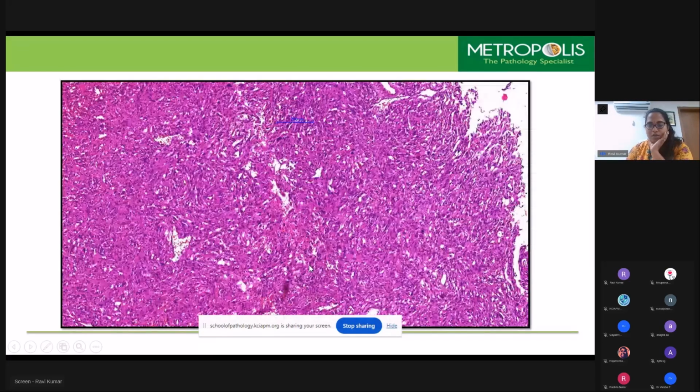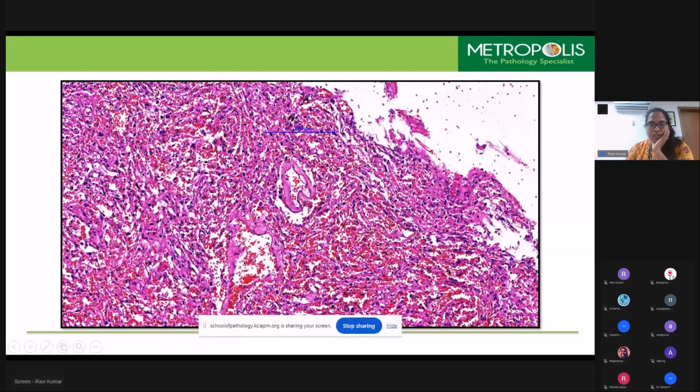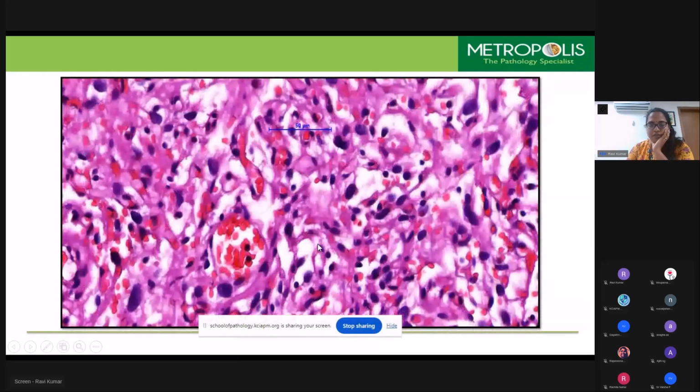So these are the images. This is the vascular component that we are seeing predominantly, and these are the cells. If you see, these plump spindle cells.